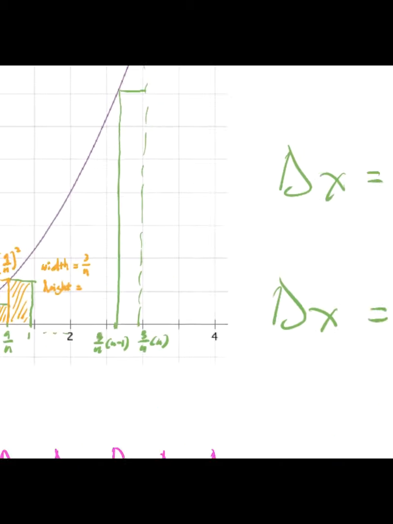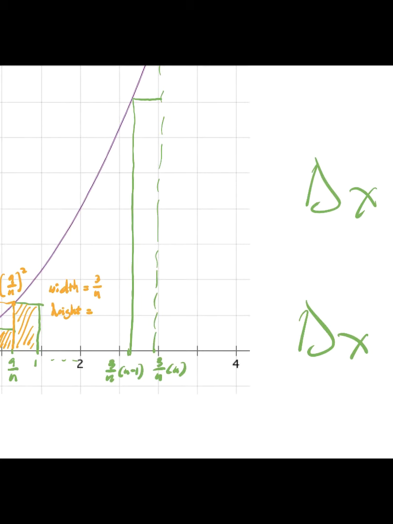Sorry about that. Our last rectangle right here. Here's another copy of delta x, which is 3 over n. And here is the point on the function that looks like n minus 1 copies of 3 over n, comma, n minus 1 copies of 3 over n squared. That's that point. And so here is the height of that rectangle.